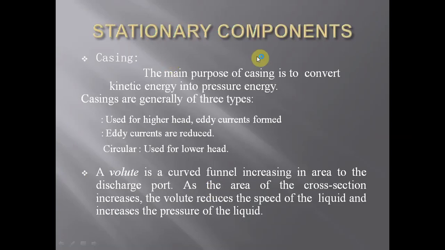So, the stationary components. The casing. The main purpose of the casing is to convert kinetic energy into pressure energy. Casings are generally of three types: volute, vortex and circular. The volute is used for high head. In the vortex casing, eddy currents are reduced, and the circular is used for low head. A volute is a curved funnel increasing in area to the discharge port. As the area of the cross section increases, the volute reduces the speed of the liquid and increases the pressure of the liquid.